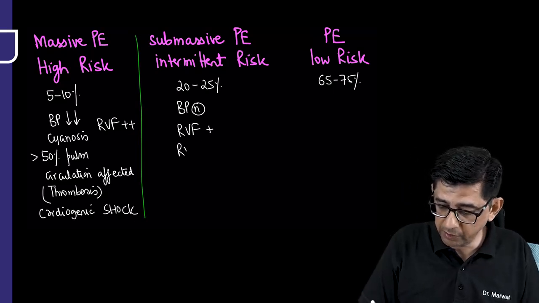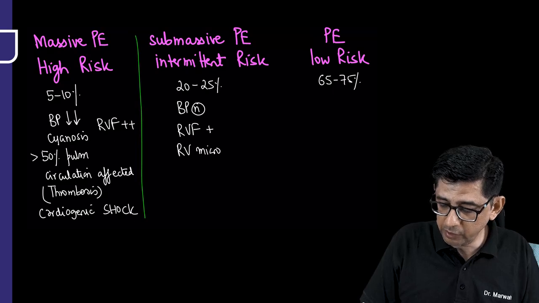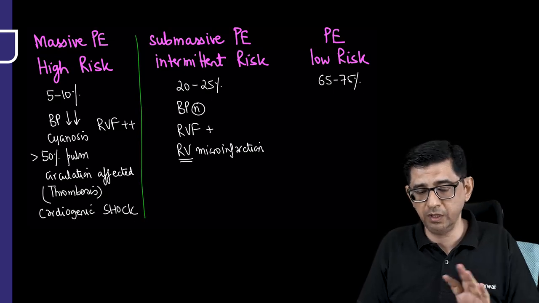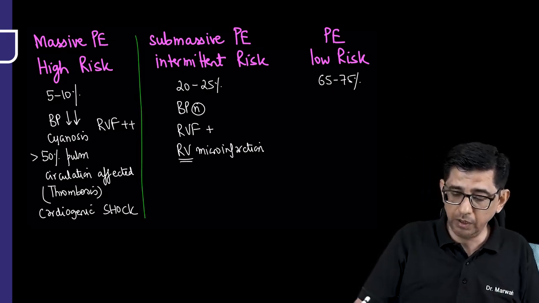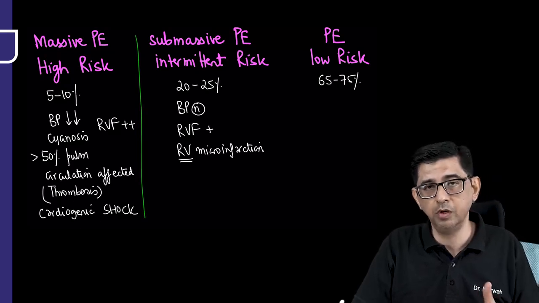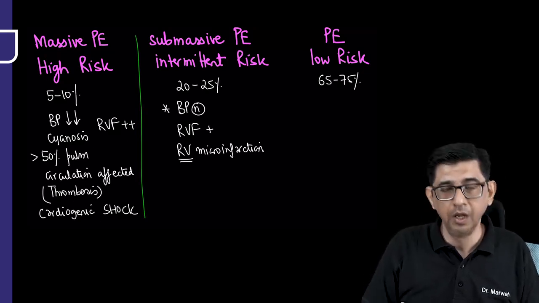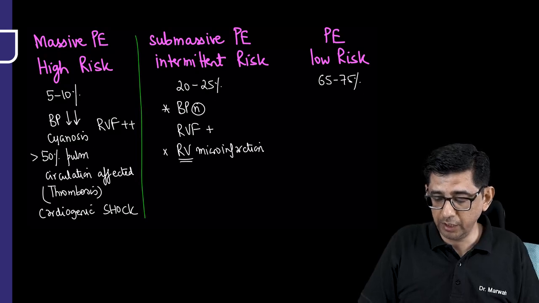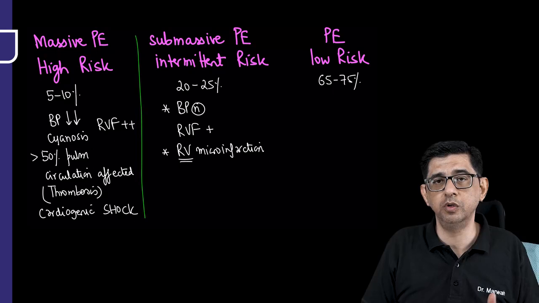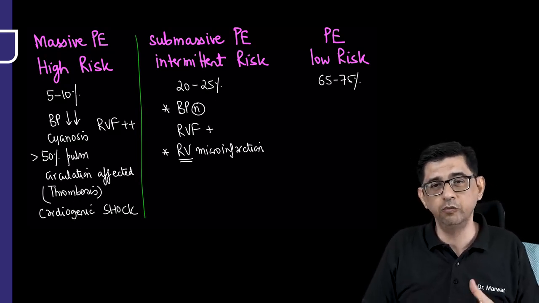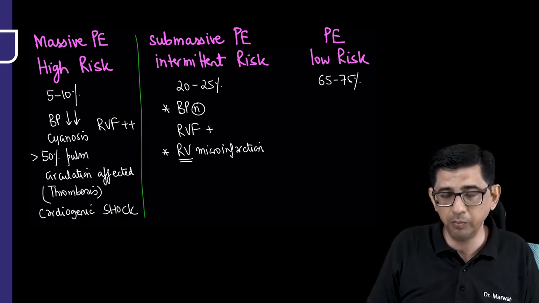In fact, in the submassive variety, there is a high probability of this being misdiagnosed as myocardial infarction, because most of the time right ventricular microinfarcts will occur even in the massive variety. But in the intermediate risk, there are small clots causing the occlusion. So one, the BP will not fall, and second, the dilation of the right ventricle or the damage to the right ventricle can cause elevation of biomarkers as well, which can cause diagnostic confusion with myocardial infarction. The reason for the microinfarction, as I explained, was an increase in wall tension as well as a decrease in the coronary perfusion of these patients.